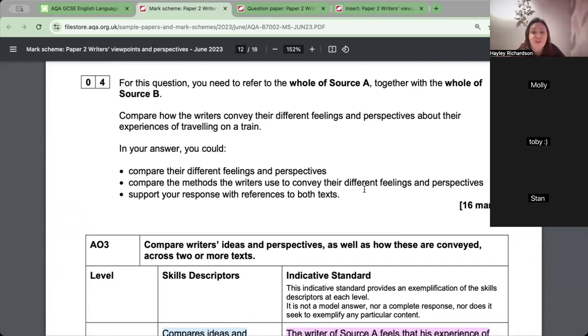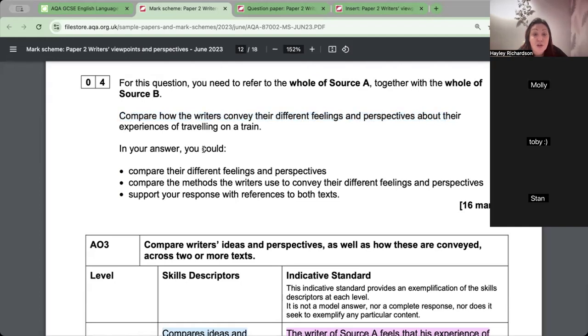Okay, question 4. How long have we got? 4 minutes. For this question, you need to refer to the whole of source A and the whole of source B. Compare how the writers convey their different feelings and perspectives about their experiences of travelling on a train. So, question 4 in paper 2 will always be compare how the writers convey their different feelings and perspectives about, and it will be both sources in full.